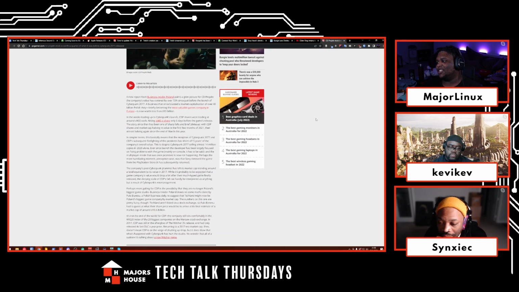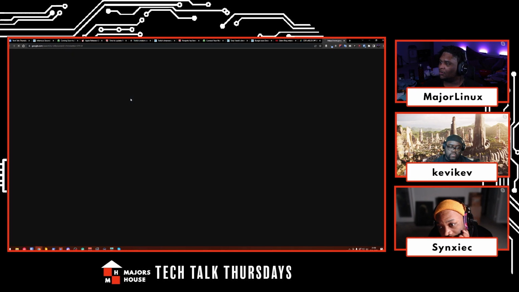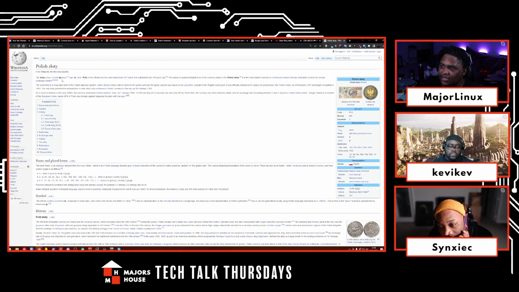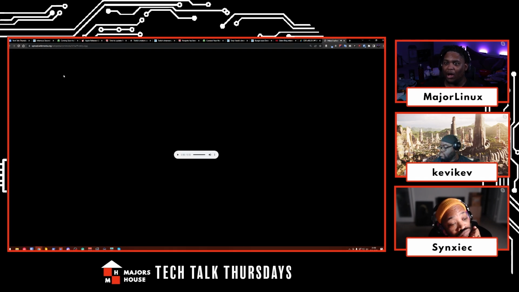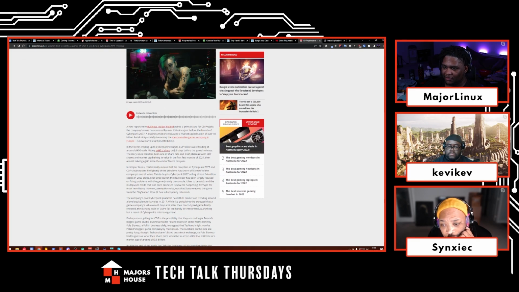In the weeks leading up to Cyberpunk's launch, CDP shares were trading at around 4,000 of... I don't know what the symbol is. That still didn't help. A Polish zloty? Hold on. Will you tell me what this is? What are you looking at? The Cyberpunk article, or the CD Projekt Red article. Oh. Not this. All right, so what's going on here?